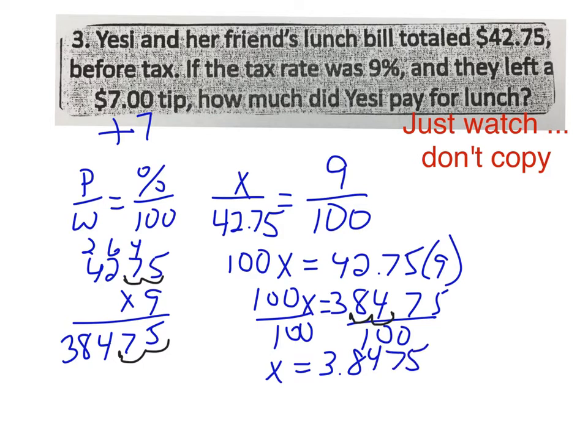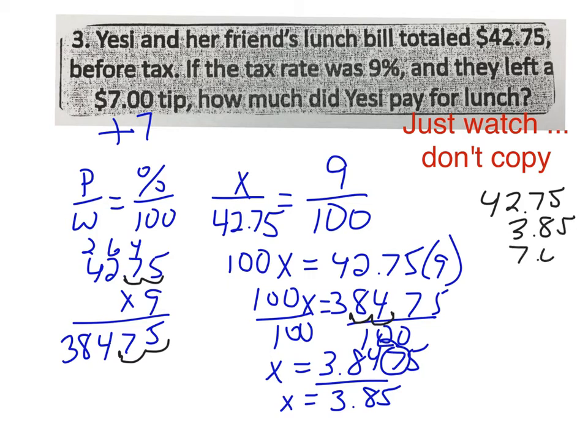3.8475. Now remember, money only works this far, so you got to look at that one. If that is 5 or more, that 4 rounds up. So your final answer is $3.85. Now we're not done because you got to actually add up your total for the bill. So $42.75 plus $3.85 plus that $7 tip we can't leave out.